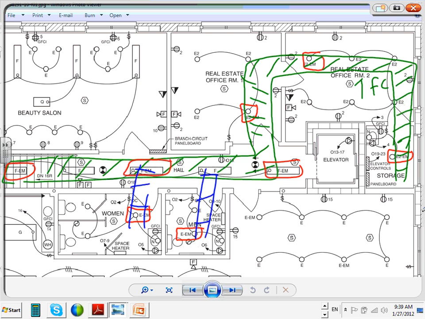And in the egress path, you can see there are signs that direct you, saying, oh, by the way, go this way, don't go this way, directing you out of the building to the outside. Any questions, guys? That's what I really want to emphasize, because we're doing the emergency now, the egress path for this building.